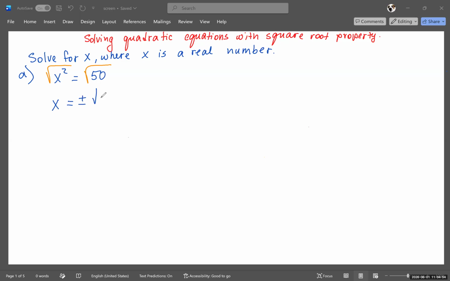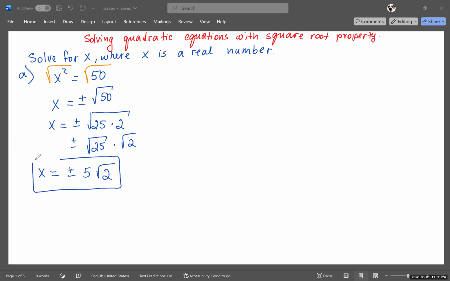So now, square root of 50 is the answer, but it is not simplified all the way. So we'll go ahead and simplify it. X equals plus or minus square root. Now, 50 is 25 times 2. So that would be the same as square root of 25 times the square root of 2. So plus or minus square root of 25 is 5. Square root of 2 just gets rewritten. So this is the final fully simplified answer.